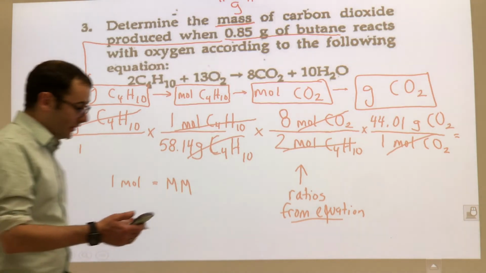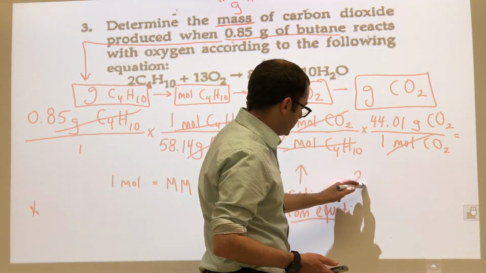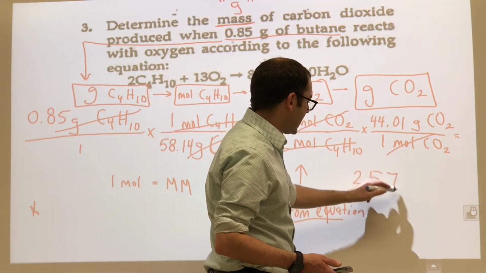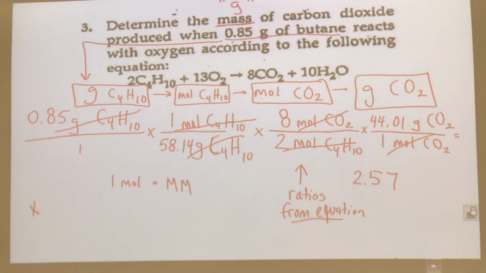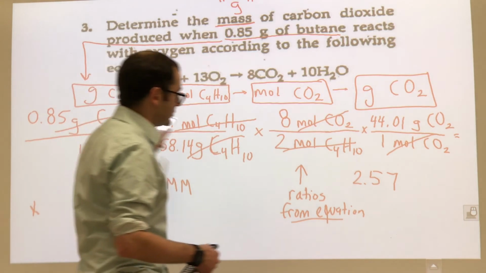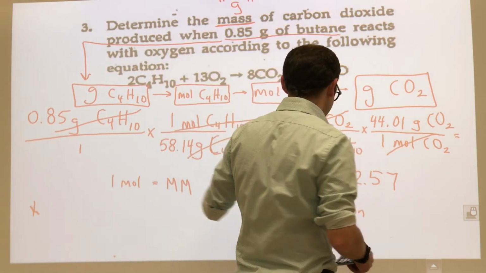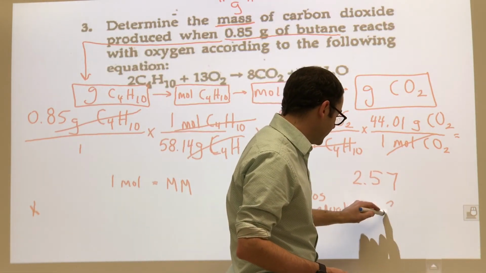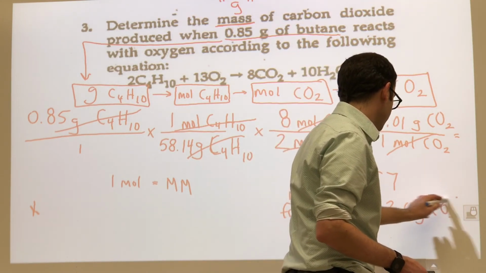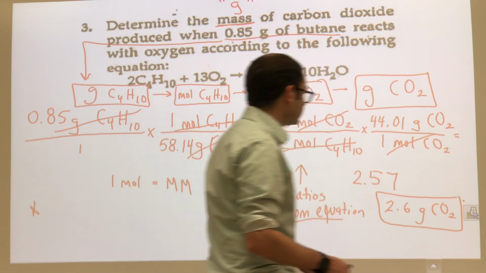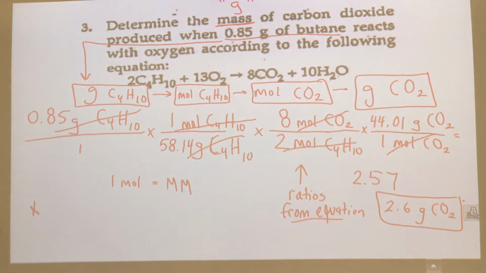And then from the calculator, you'll get 2.57. But with sig figs, what do we have to do? We have to round it just to 2, because 0.85 has 2 sig figs. So this will be rounded to 2.6 grams of CO2. Okay, are we good?